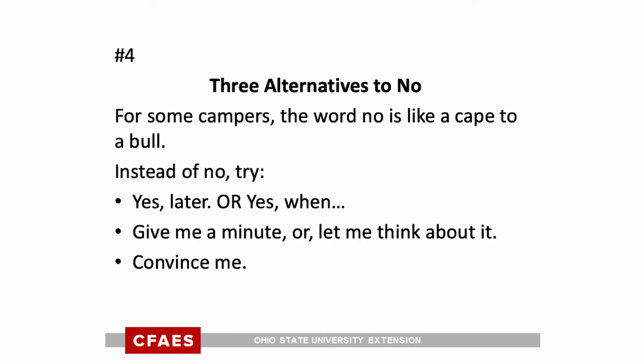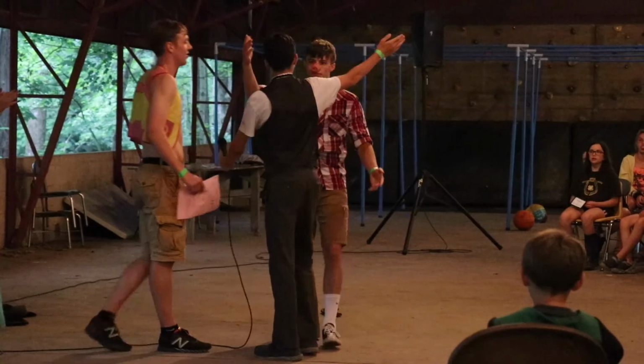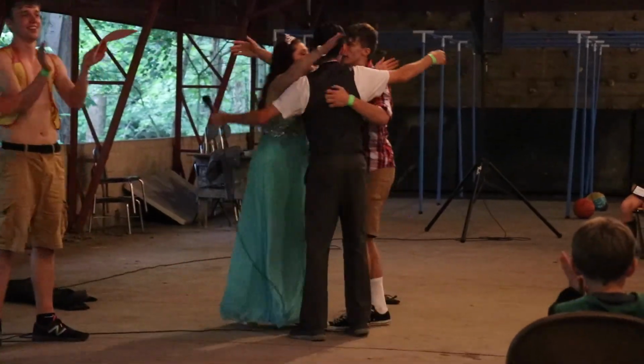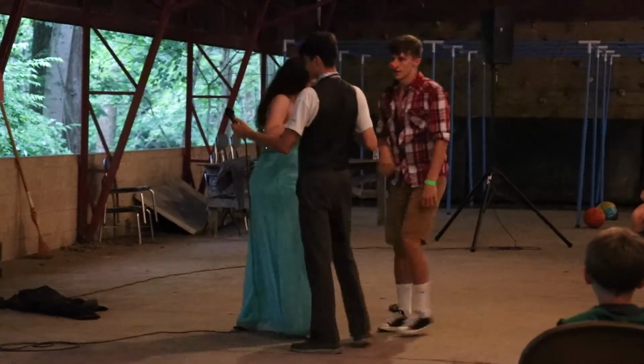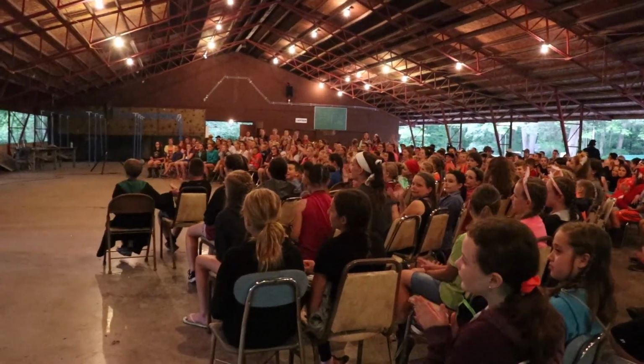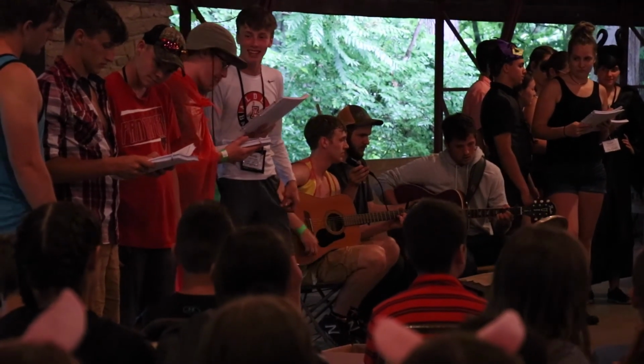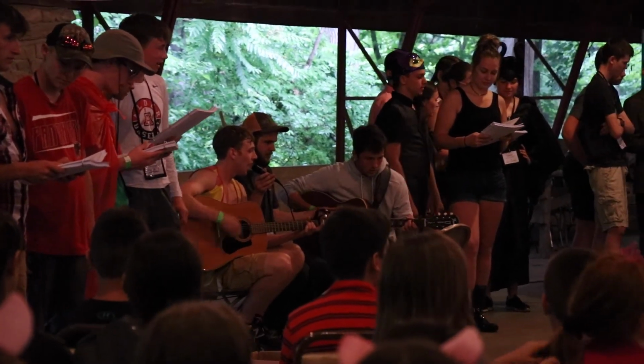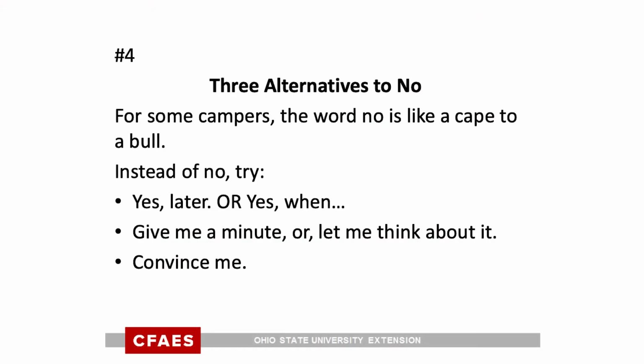Strategy number 4, 3 alternatives to no. For some campers, the word no is like a cape to a bull. Let's review some words that you can use instead of no. For example, you could try yes later on or yes when. In other words, you're giving a qualifier or a condition that has to be met before you could say yes entirely. You might consider what part of their request you could say yes to if you couldn't say yes to the entire request.